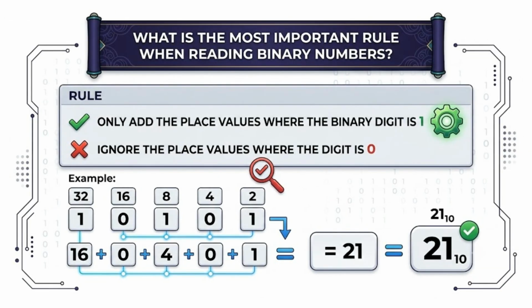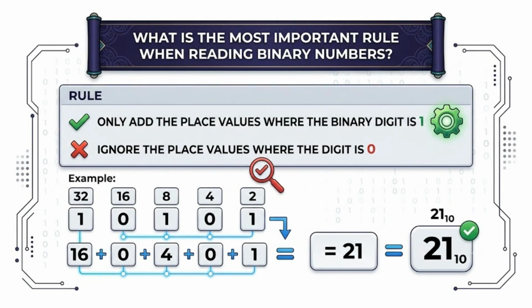Now let's learn the most important rule for reading binary numbers. If you remember this one rule, converting binary numbers into decimal will become much easier. The rule is very simple. Only add the place values where the binary digit is 1. If the binary digit is 0, you do not add that place value because it contributes nothing to the final answer. Let's apply this rule to the example shown on the screen.